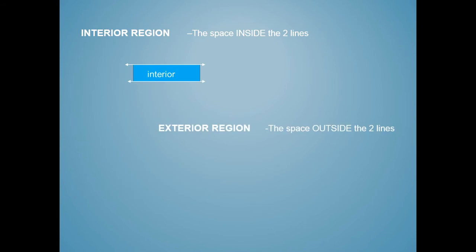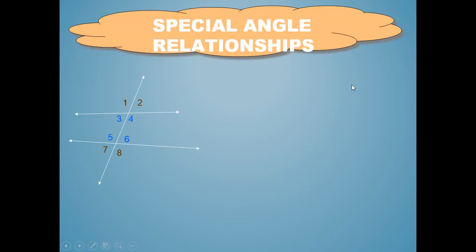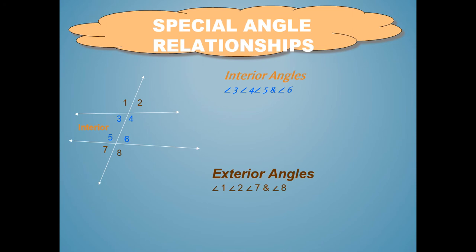Okay, so again, reminder, the interior region is what's in between our two lines, or that space in between, like at the top. Then we have the exterior region, which is the outside of our two lines. For example, they're on the bottom in the green. So now applying those interior and exterior domains to our transversal and two lines, our interior angles are going to be angles such as 3, 4, 5, and 6 in our diagram there. They're on the inside of our two lines. And then our exterior angles are the 4 angles created on the exterior, the outside of our two lines, such as 1, 2, 7, and 8.